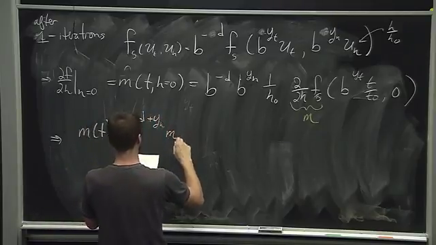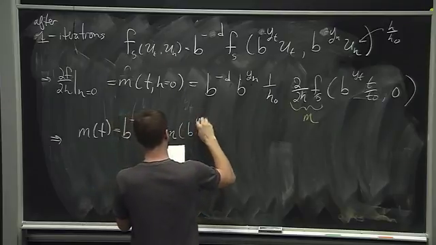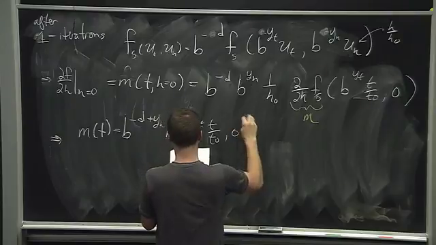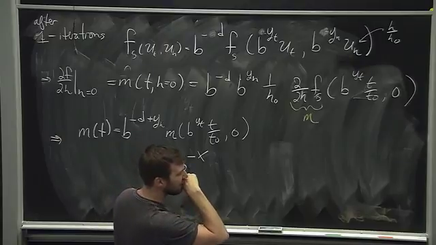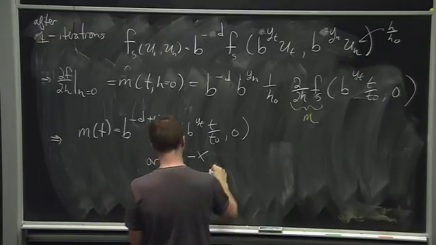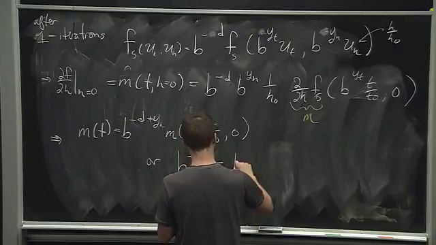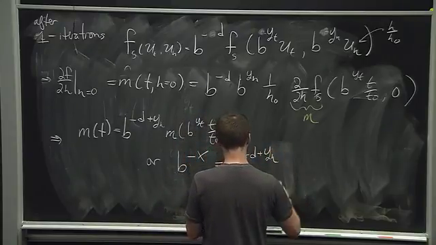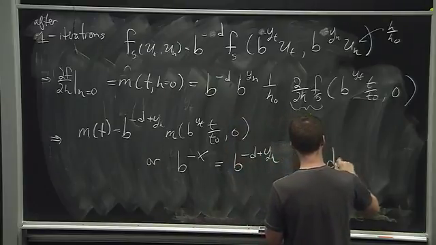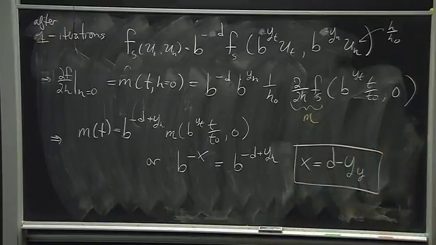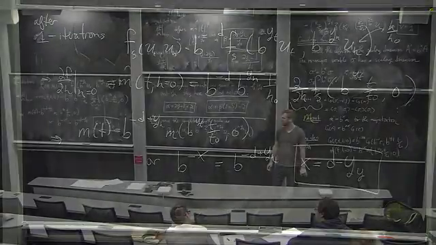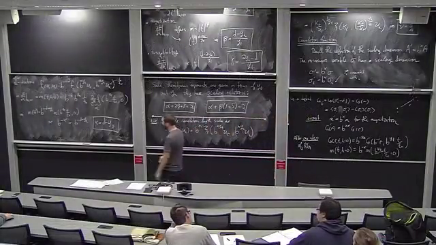I'll call this I. I think it's b to the minus x. I've done it right, so that's, yeah, b to the minus x equals b to the minus d plus yh. So x should be, so that's a scaling dimension of the microscopic variable. It's a scaling dimension of the spin, it's a scaling dimension of the magnetization, in terms of the dimension at h.